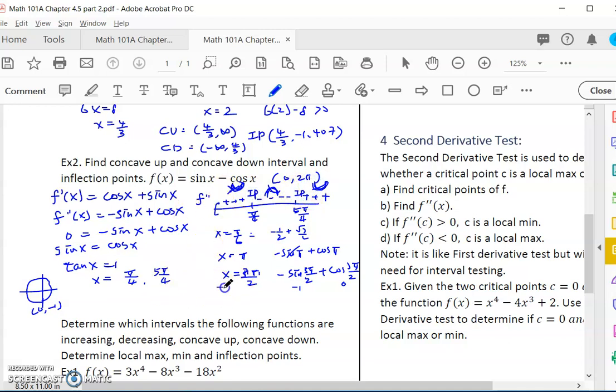So there is a lot of answer to write down. Concave up from 0 to pi over 4, union 5 pi over 4 to 2 pi. Concave down is pi over 4 to 5 pi over 4.